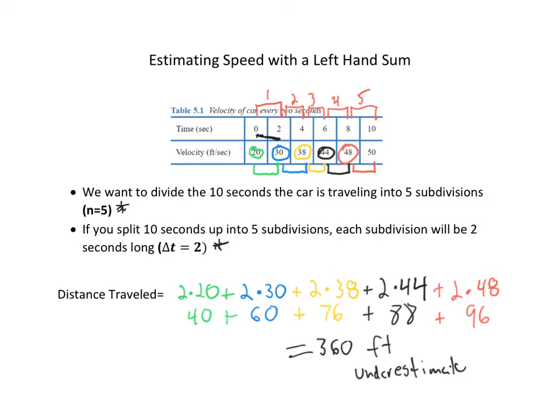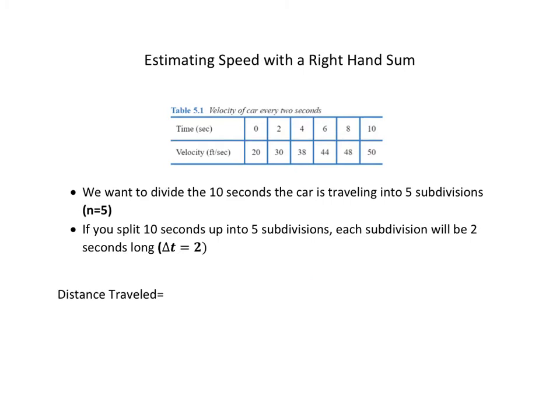Well, now let's look at the other type of sum that's going to help us estimate, and this will be a right-hand sum. So splitting these up into the same intervals, we're going to look at from 0 to 2, 2 to 4, 4 to 6, 6 to 8, and 8 to 10. So again, we're going to do 5 subdivisions, and delta t will be 2. But now the difference, from 0 to 2 seconds, I'm going to guess the right-hand speed, that the car is doing 30. So from 0 to 2 seconds, for 2 seconds, we're guessing a speed of 30.